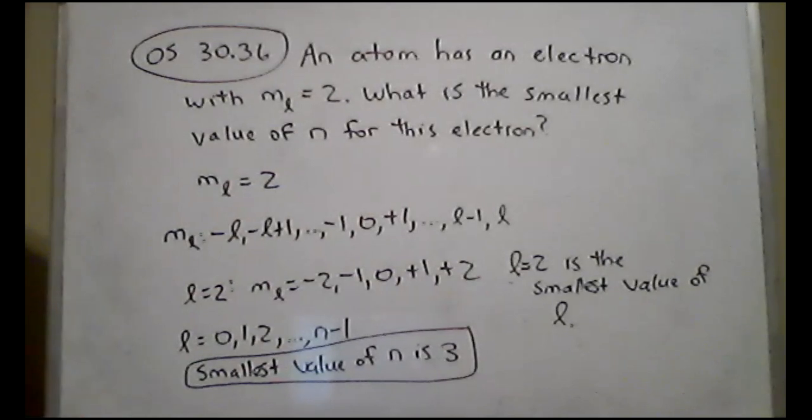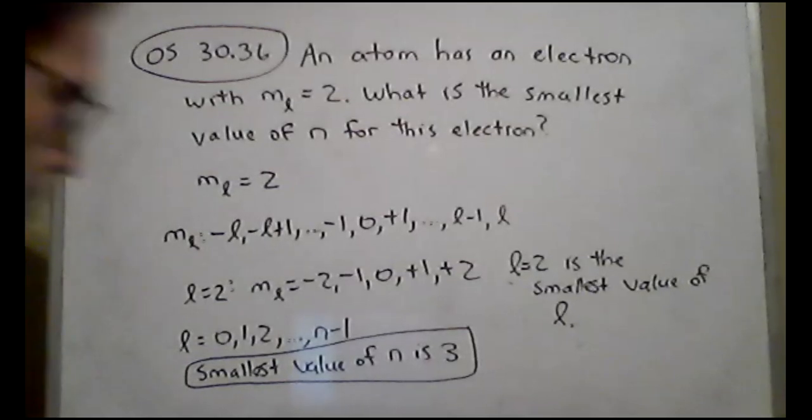All right, let's look at another. Again, this is the nature of these selection rule problems. Let's look at another problem here, OpenStax 30.39.